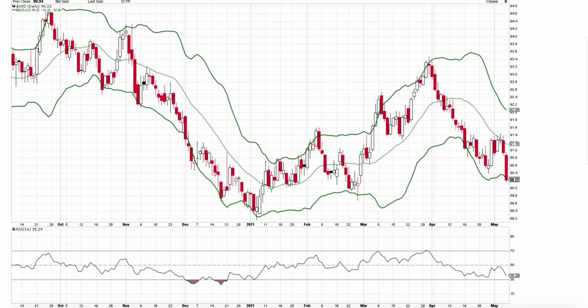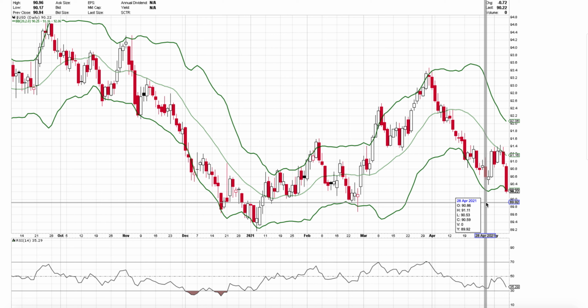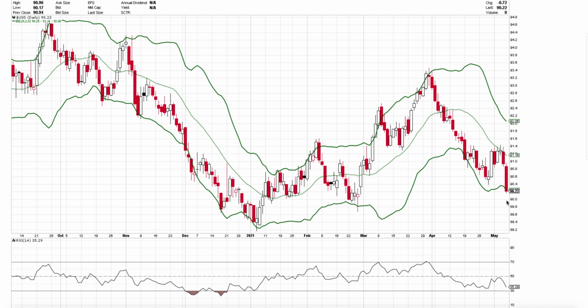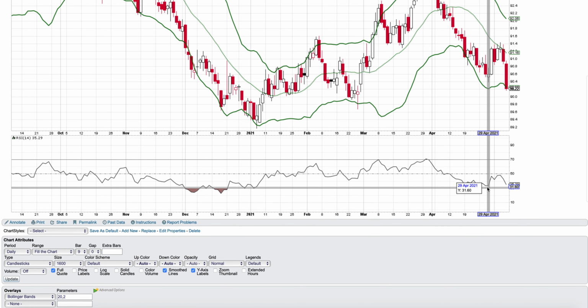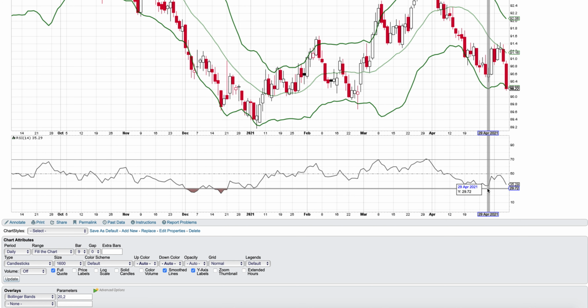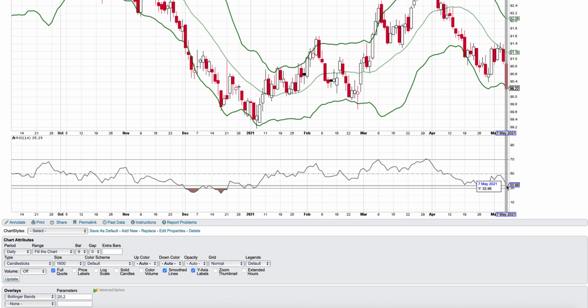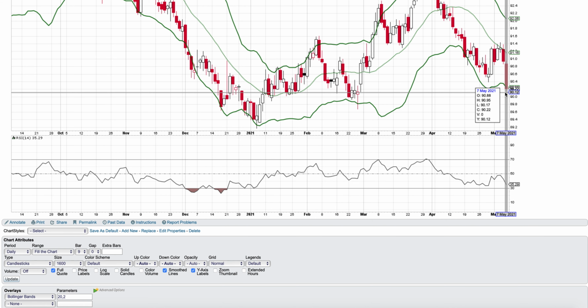Now we talk about another area where the buyers gather. It is the Bollinger Band, the end of the Bollinger Band. What's good about this Bollinger Band? It came with positive divergence. Okay? This supports the chance, the probability that this is a tradable bottom.